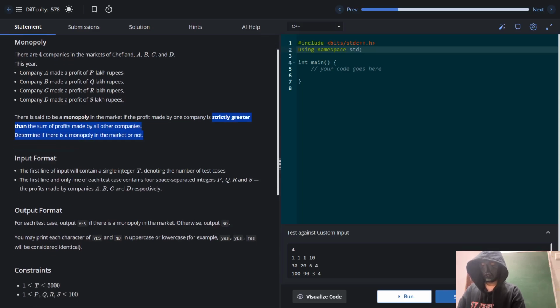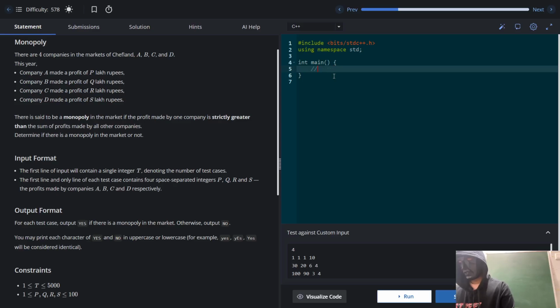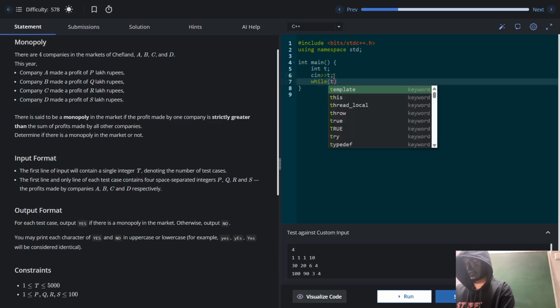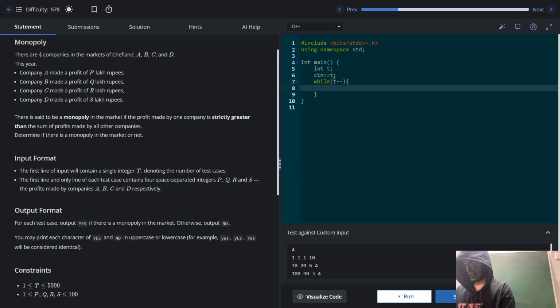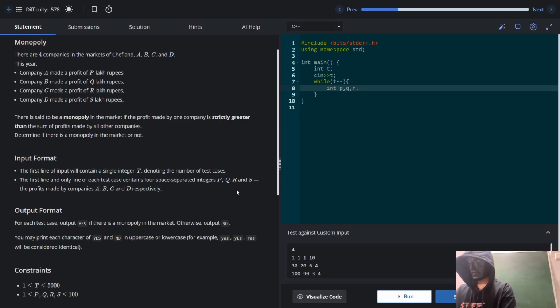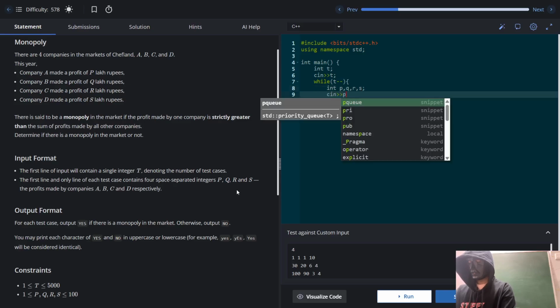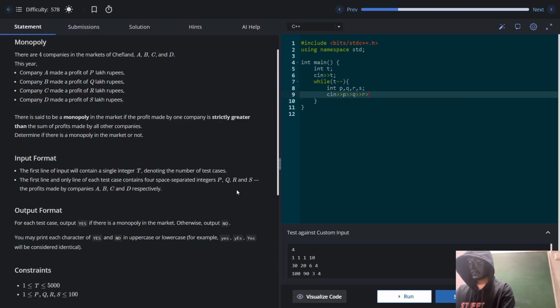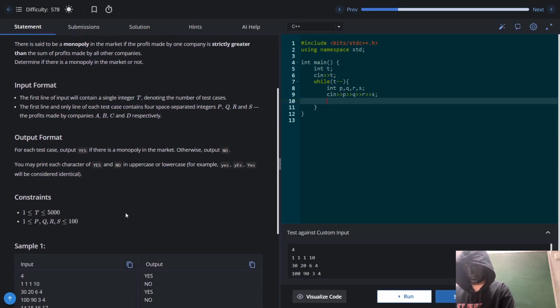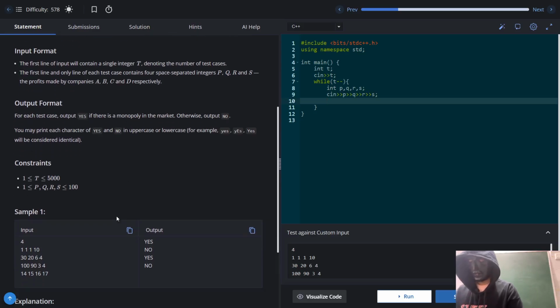So the first line of input will contain a single integer t denoting the number of test cases. So in this case they've given a number of test cases, so we need to take care of that. This will take care of all the test cases. The first and only line of each test case contains 4 separate integers p, q, r, s, the profit made by the companies A, B, C, and D respectively. So we need to print yes if there is monopoly in the market, or else we'll have to print no.